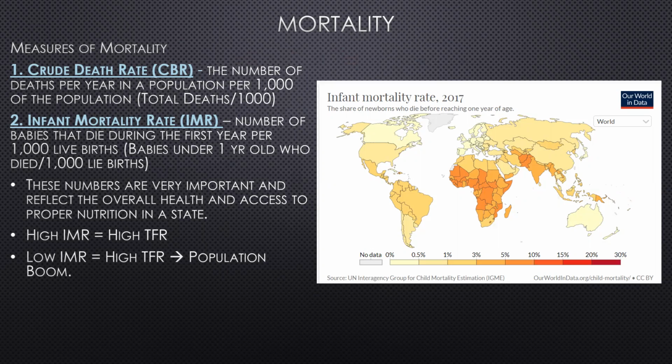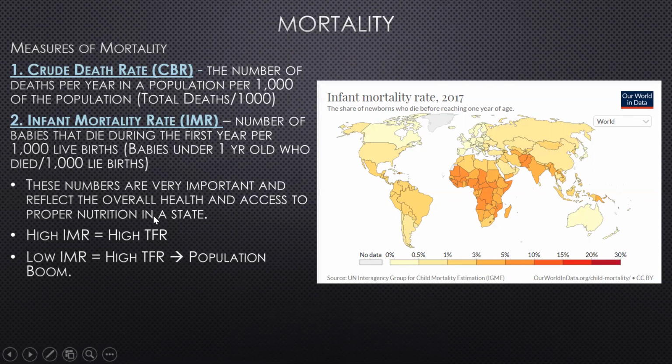There's a greater aging population. All right. So second measure of mortality, infant mortality rate, IMR: the number of babies that died during their first year, so those under 1 year or at 1 year, per 1,000 live births, right? Kind of a sad statistic, but it's a pretty important one.